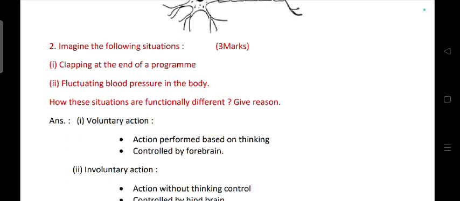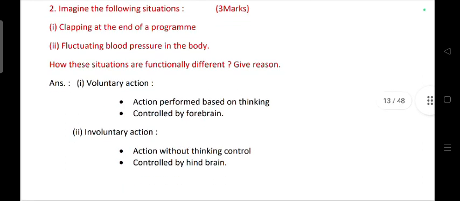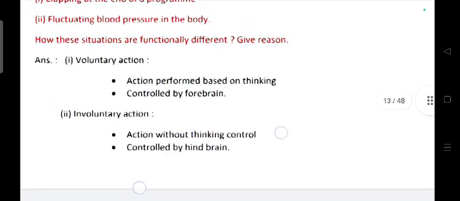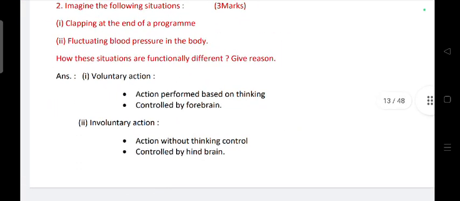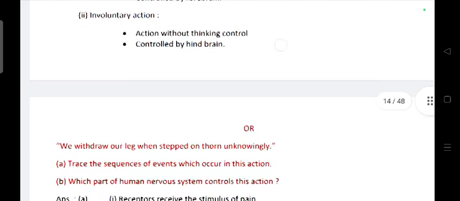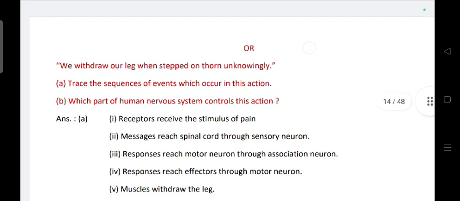So voluntary action is performed based on thinking, controlled by the forebrain. So that is the first one. The second one is involuntary action. So action without thinking is controlled by the hindbrain. The action without thinking is controlled by the hindbrain. The action performed based on thinking is controlled by the forebrain. So our question was also there.